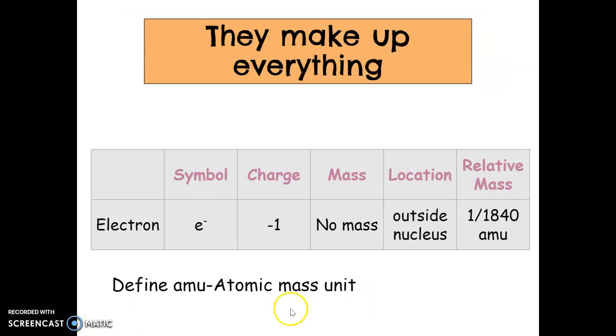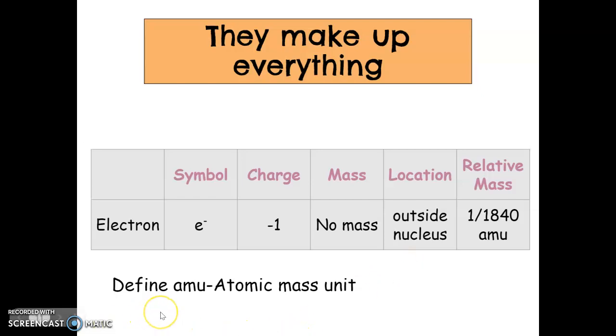And then finally, we have our electron. Remember, it's located outside the nucleus. The symbol is the E with the negative because it's negatively charged. The charge is -1. It's so tiny, there is no mass. It does have a fractional relative mass, but we're going to assume it doesn't have any mass. It doesn't affect the mass of the atom. And again, the location is outside the nucleus in that electron cloud. Remember, the electron cloud is just the area the electron is most likely to be.